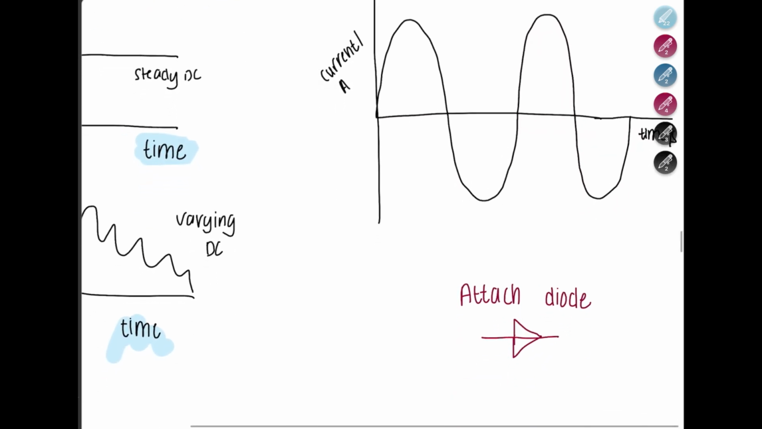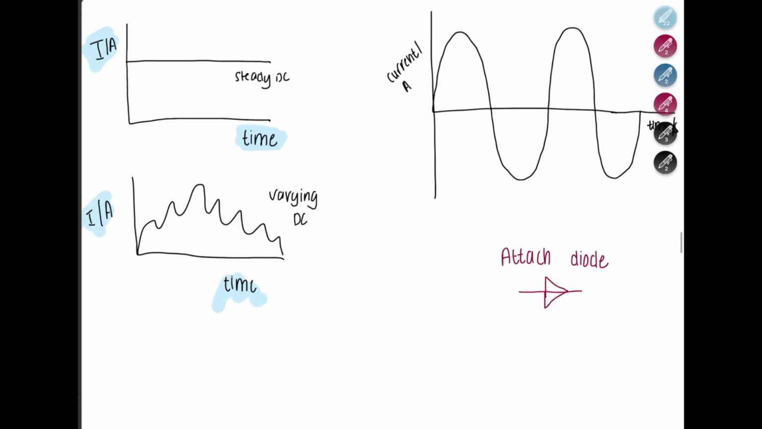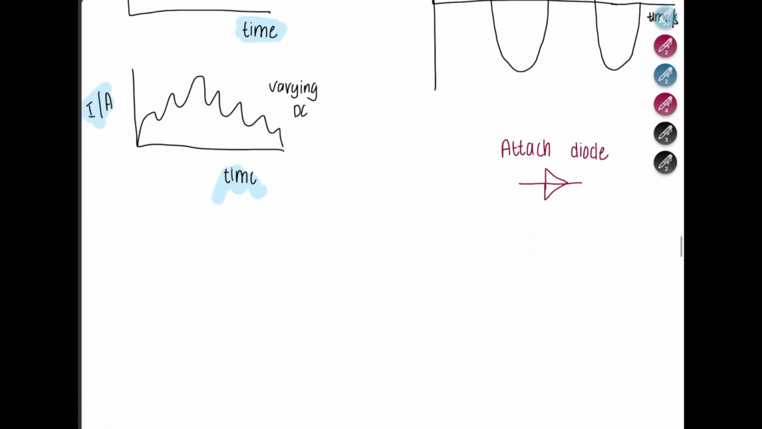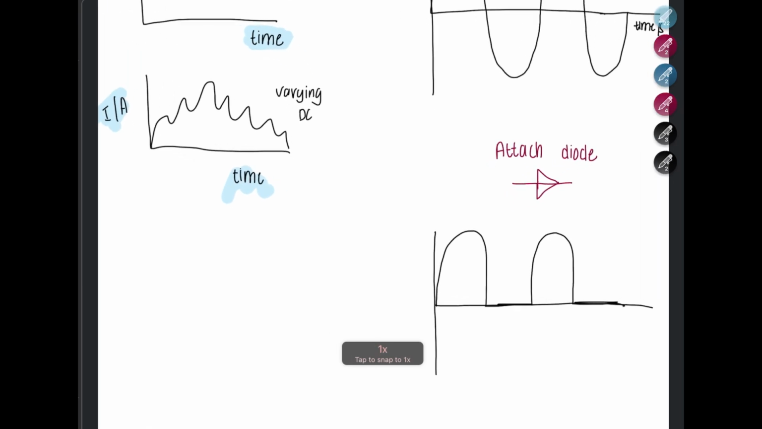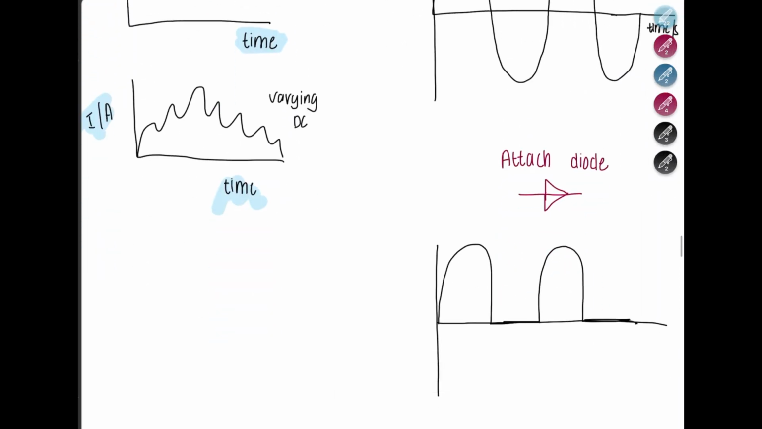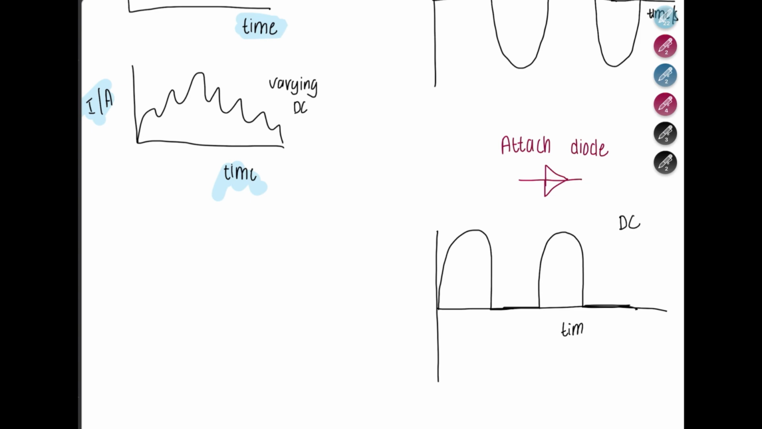What happens if we attach a diode? Remember, a diode is supposed to rectify the current. It only allows the current to flow in one direction. Here to here, the current will be positive. And then in this region, the current will remain 0. And then again, in this region, we have a cycle again. And then finally, 0 again. This is the purpose of a diode. A diode converts AC into DC, because DC is direct current, which only flows in one direction.